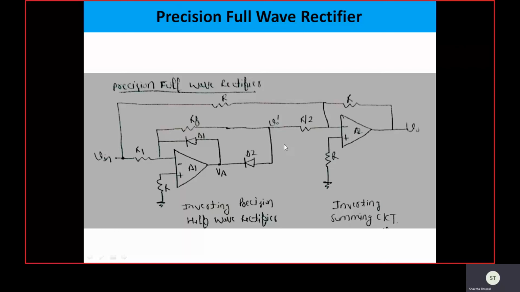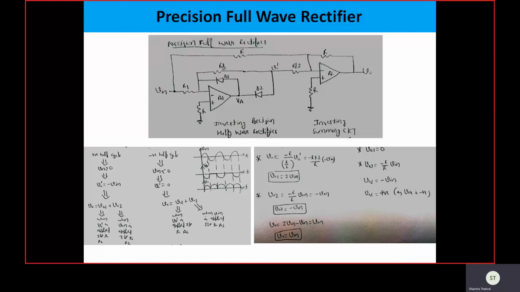And if this voltage is negative, in that condition the VA will be positive and this will be reverse biased, and the V naught dash obtained here will be 0. So again the analysis is divided into two cases. We will discuss the positive half cycle and the negative half cycle. So in the positive half cycle, when the V input is greater than 0, the V naught dash will be inverted V input, and this is the inverting summing circuit.